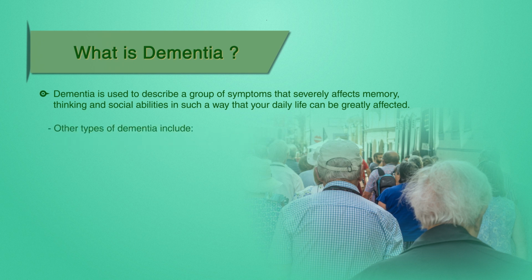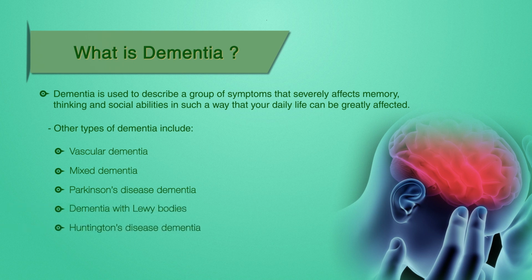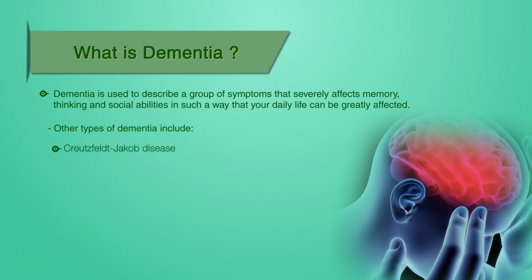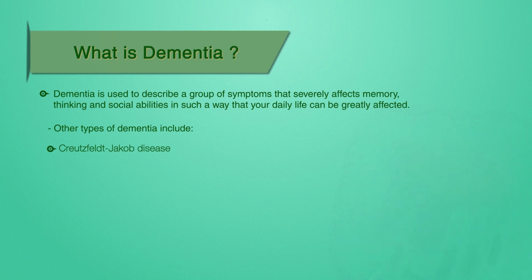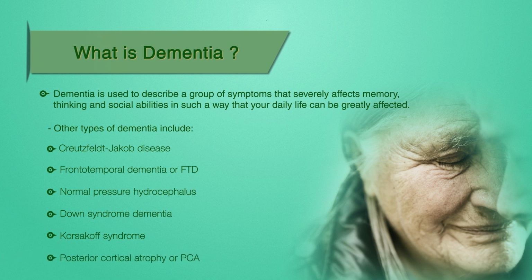There are other types of dementia that include vascular dementia, mixed dementia, Parkinson's disease dementia, dementia with Lewy bodies, Huntington's disease dementia, Creutzfeldt-Jakob disease, frontotemporal dementia or FTD, normal pressure hydrocephalus, Down syndrome dementia, Korsakoff syndrome, and posterior cortical atrophy or PCA.